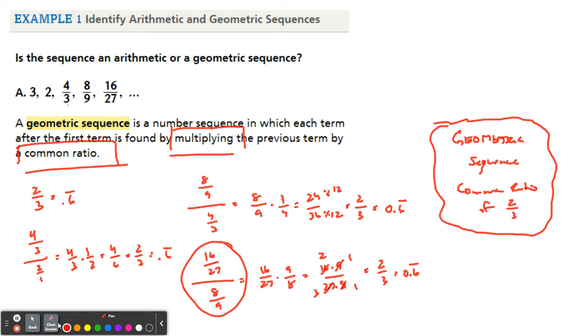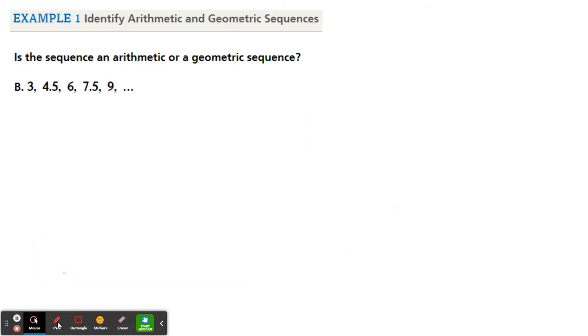Once you start seeing these fractions, I would assume you're thinking geometric. Arithmetic, remember, was common difference. The difference between 3 and 2 is going down by 1, but between 2 and 4/3, that's obviously not going down by 1. So it's not going to be arithmetic. All right, cool. So next.